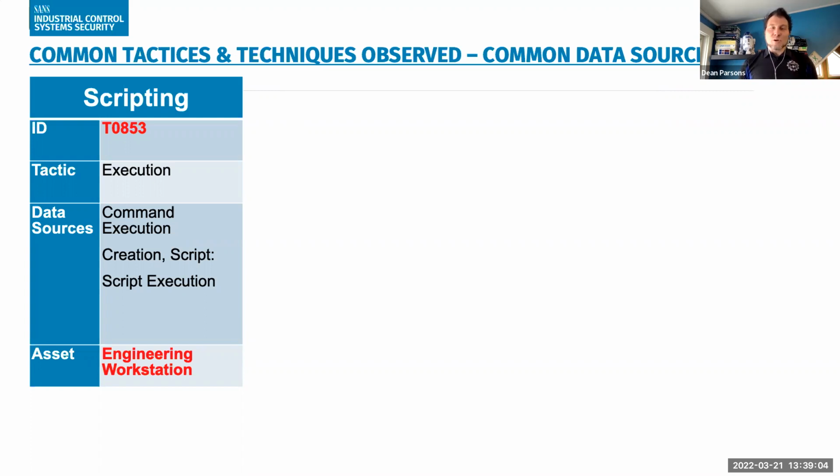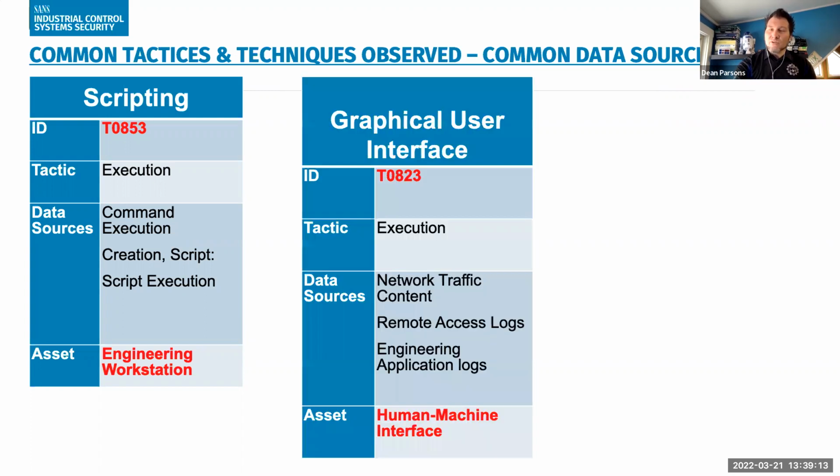Now, the asset for scripting in this case can be on the HMI, but also the engineering workstation. And we have seen that before in the past. When we pivot to the HMI, obviously the human machine interface, we're talking here now about the execution on that environment as well. Remote access logs into the HMI is critical as a data source.